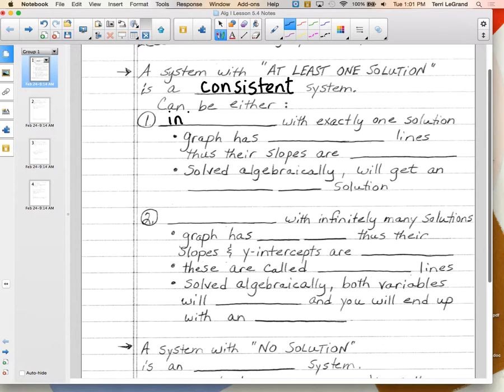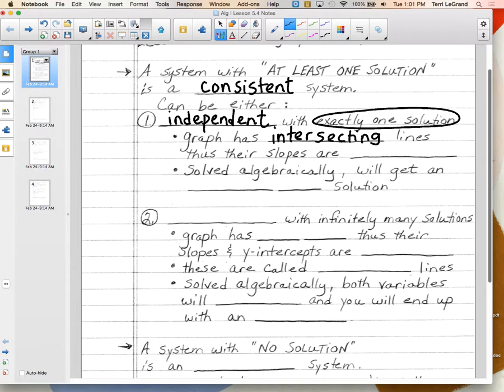So here are the two types of consistent. We have the independent type. So this is the middle name for that system. We have a consistent system that is also independent. So it's a consistent independent system. That's when it has exactly one solution. Well, we already know lots of stuff about that. When you graph those types, what kind of lines do we have? Intersecting lines, yeah. The graph will have intersecting lines. They don't have to be perpendicular. All they have to do is intersect.